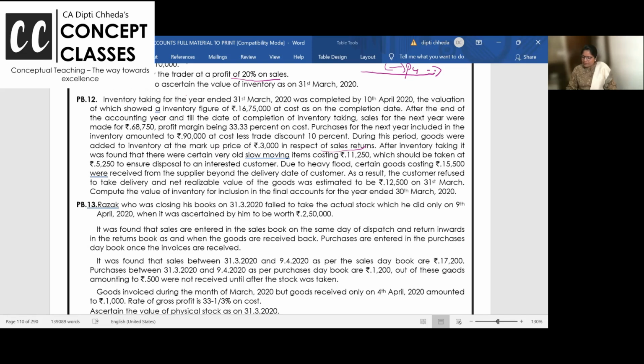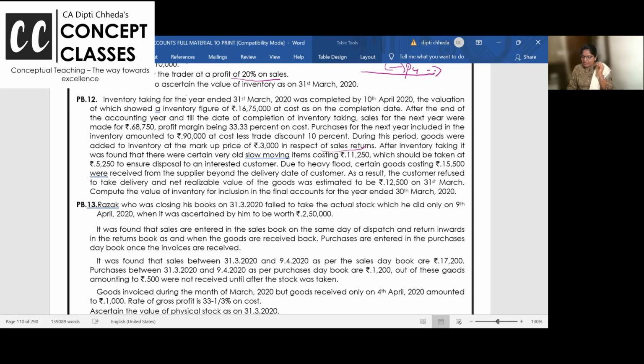After inventory taking, it was found that there were certain slow moving items, 11,250, which should be taken at 5,250 to ensure disposal. Okay. So if the cost is 11,250, but you are not going to sell it at more than 5,250, they are like slow moving or poor selling lines. Sometimes it happens that the value of big products reduces. Then you should reduce this difference.